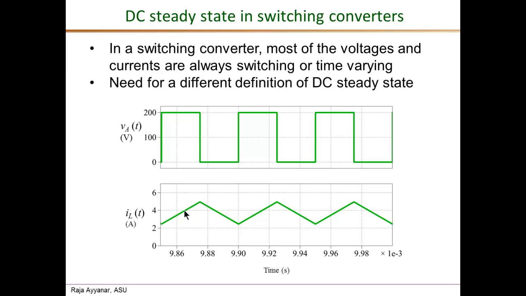The pole current, or the inductor current, even though it is not a switching waveform, is also time varying, whether it is in transient or steady state. The switching and time varying inductor current is always happening. So we need to come up with a different definition for DC steady state in switching converters. The definition that all the quantities are time invariant or constant does not hold good for switching converters because they are always switching.